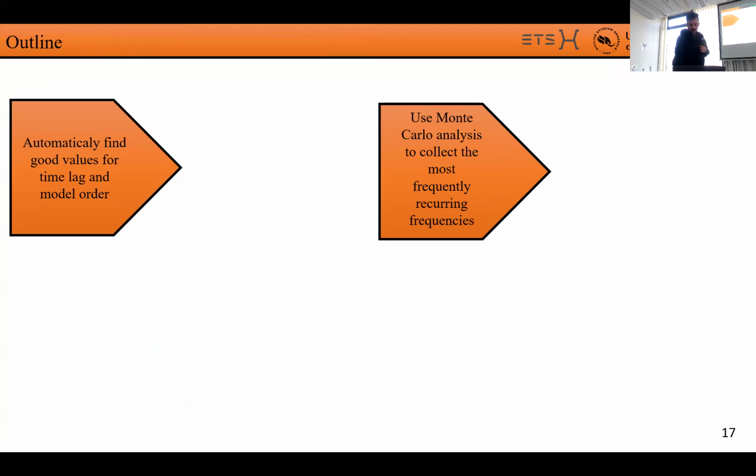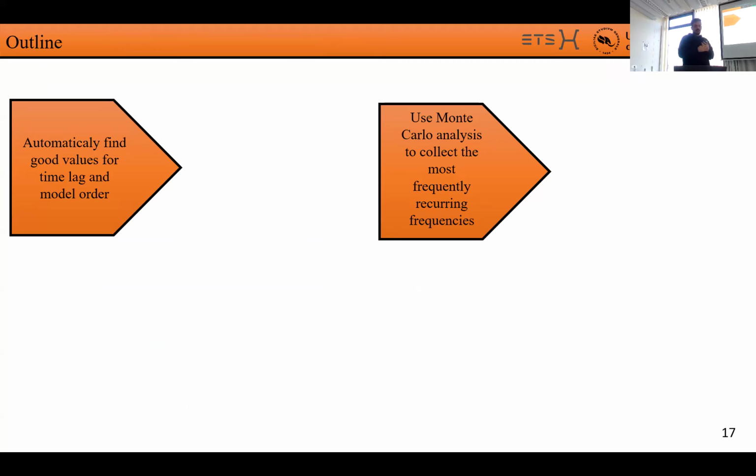We had a problem here, I don't know why. So with these two very simple examples, I wanted to show you why the right choice of time lag and model order is very important.